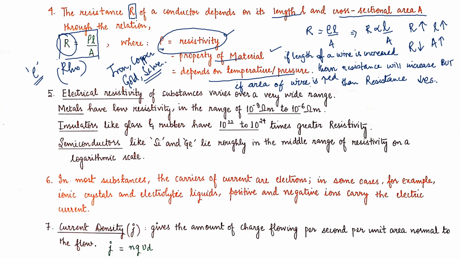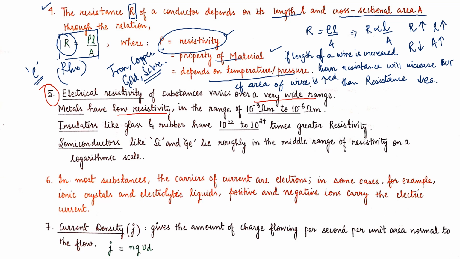Now point number 5. I have given a little more importance to point number 4 because it is quite important. You have to make it into a short note for your examinations. Okay, so now the electrical resistivity of a substance varies over a wide range. Metals have low resistivity in the range of 10 to the power minus 8 ohm meter to 10 to the power minus 6 ohm meter.